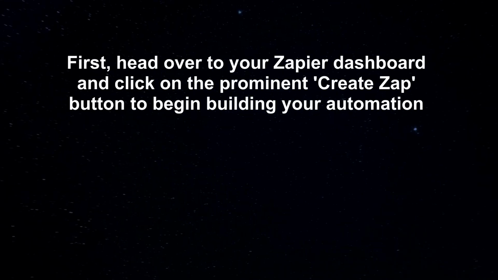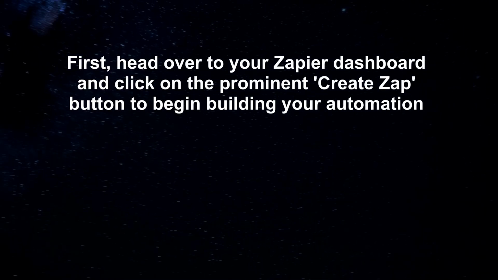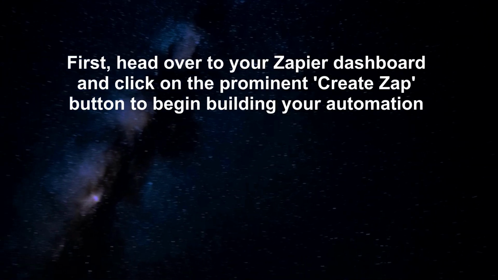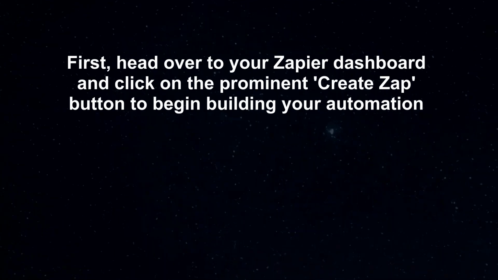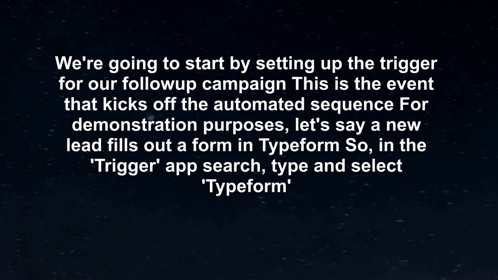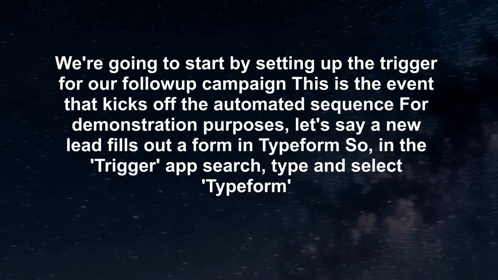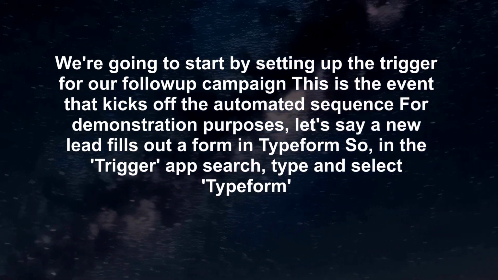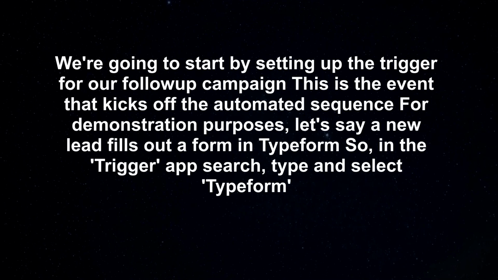First, head over to your Zapier dashboard and click on the prominent Create Zap button to begin building your automation. We're going to start by setting up the trigger for our follow-up campaign. This is the event that kicks off the automated sequence.